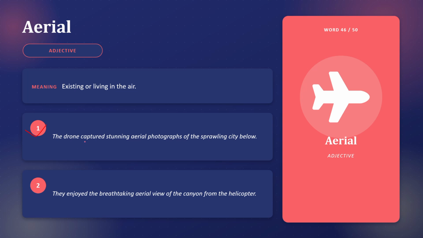Next, aerial, living or existing in the air is aerial. First example, the drone captured stunning aerial photographs of the sprawling city below. They enjoyed the breathtaking aerial view of the canyon from the helicopter. It is the word aerial. It is one of the most important words. Another example I can say, the metro station is 1.2 kilometer aerial distance from our home. Clear?